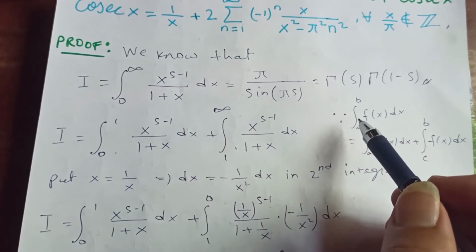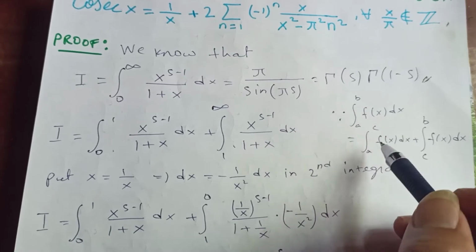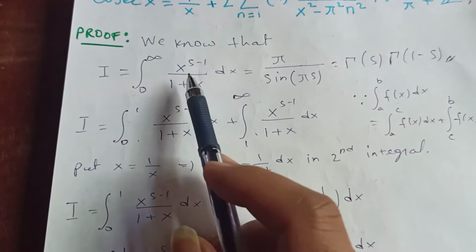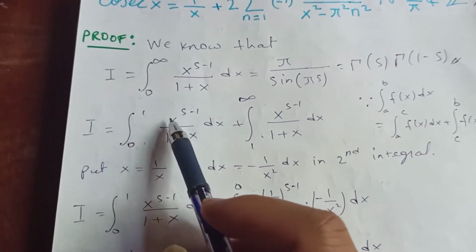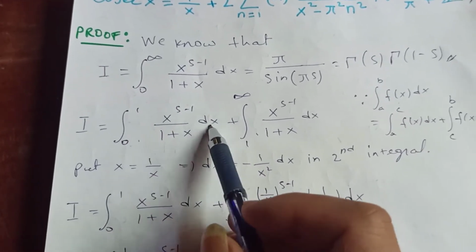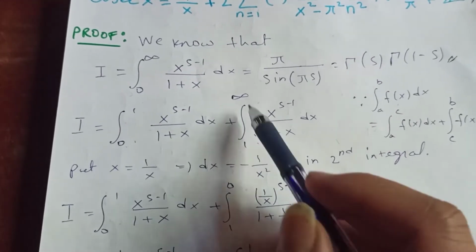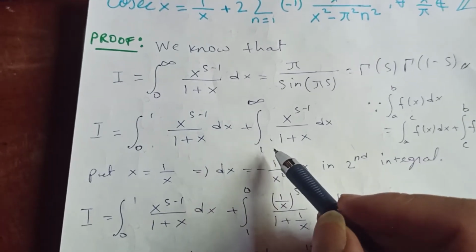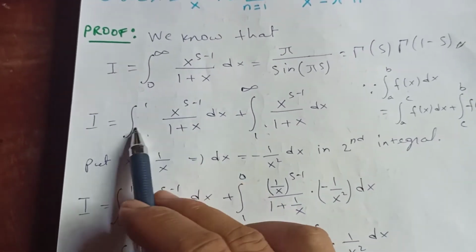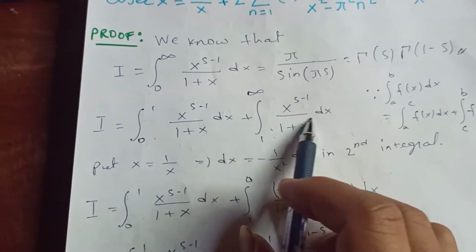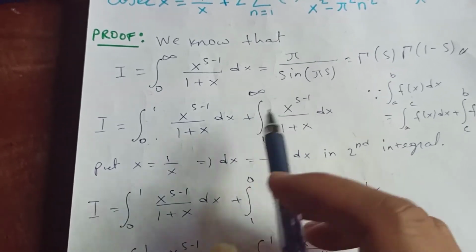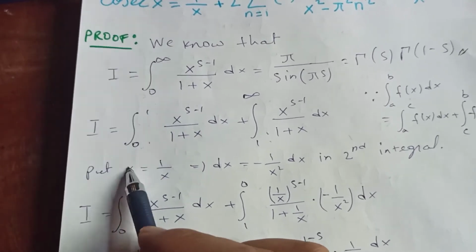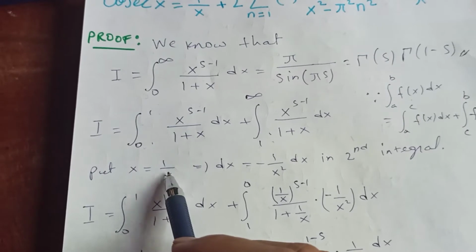Using the property of definite integral, the integral from a to b of f dx is the integral from a to c plus c to b. So I can split the integral from 0 to infinity into the integral from 0 to 1 of x to the s minus 1 upon 1 plus x dx plus the integral from 1 to infinity of x to the s minus 1 upon 1 plus x dx. Now we are going to do substitution in the second integral. Put x equal to 1 over x. Don't confuse this; this x is nothing but the old x, and the other x is our new variable.